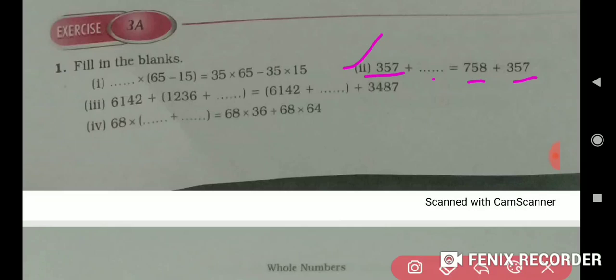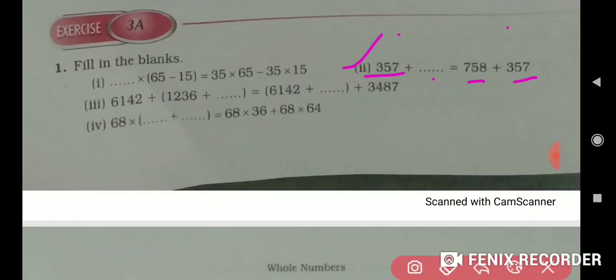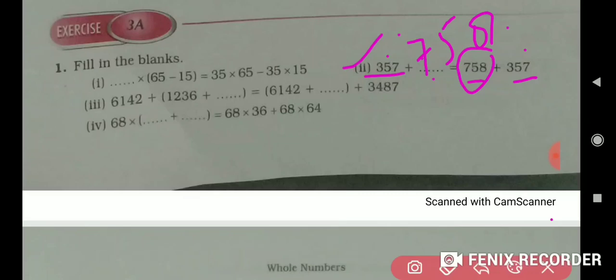So which property is this? This is a commutative property. So what you have to do? LHS should be equal to RHS. Just see, 357 is here, 357 is here. 758 is here, but 758 is not present here. So what will come here? 758. Understood? Now the remaining two questions you will do by yourself.